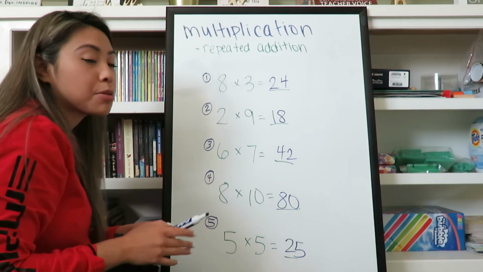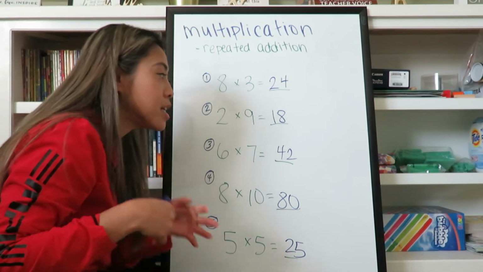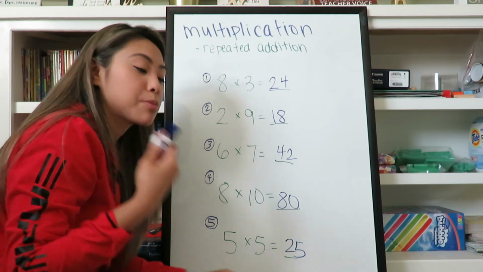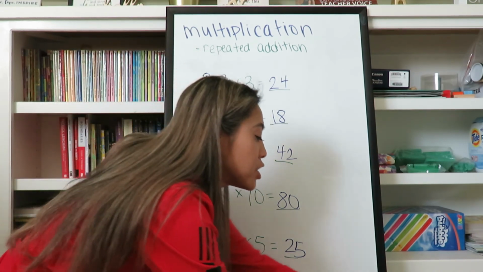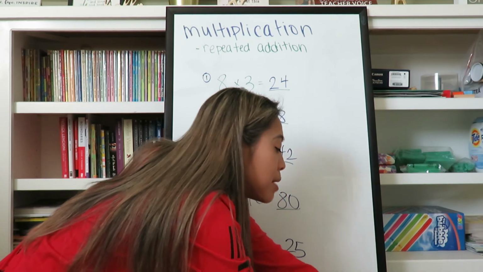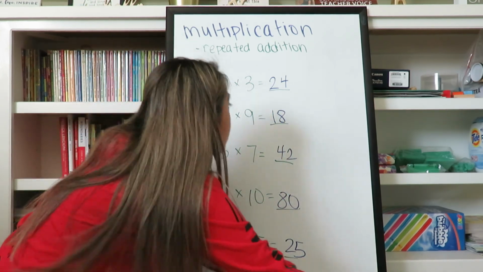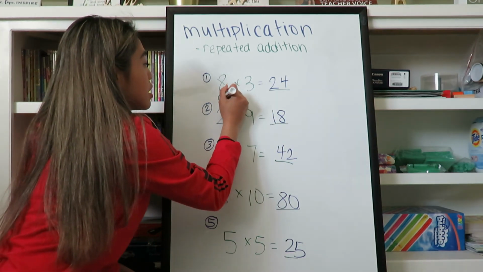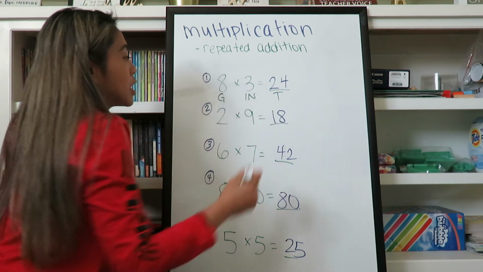Alright, here are the answers. I hope you guys got them all correct. If not, it's okay. We're still learning. We're still practicing. Alright, so what I suggest is go make up some multiplication problems and practice drawing and labeling. Make sure you label groups, in each, and total for all multiplication problems.